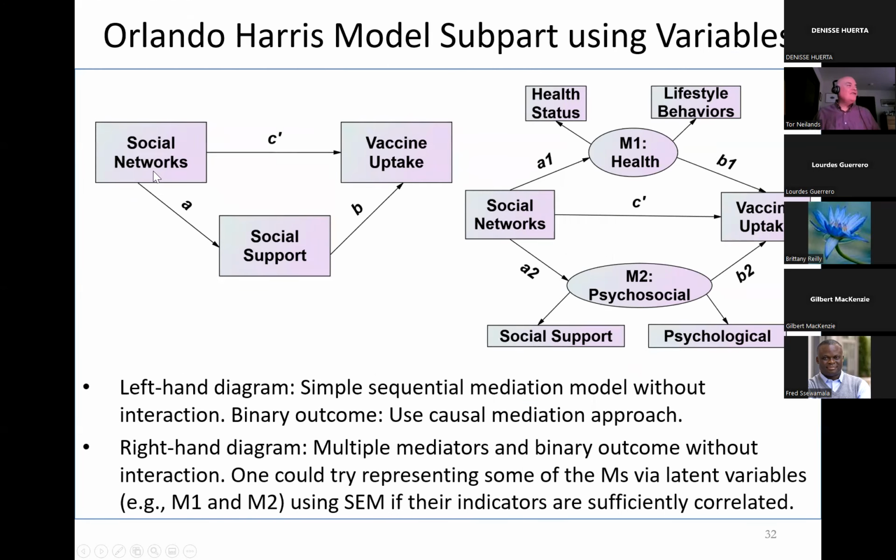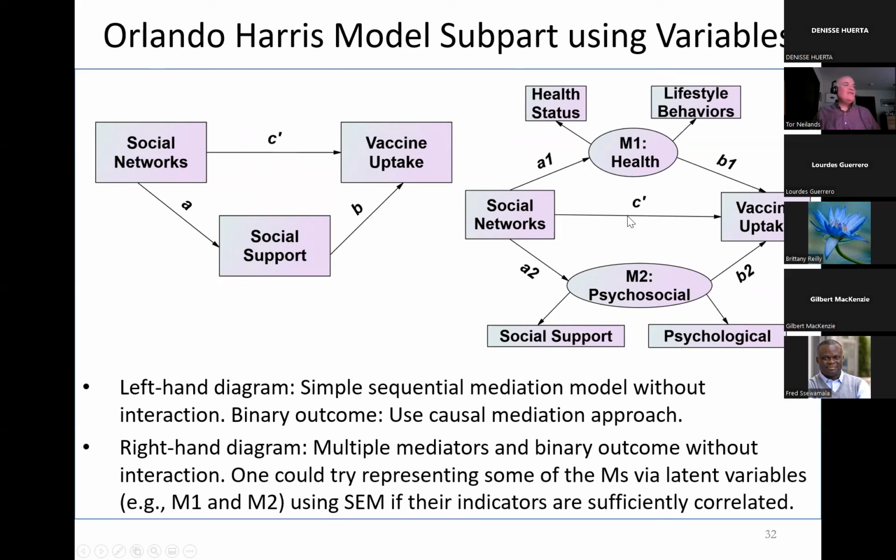And over here, we consider taking a few of the variables from the previous slide. Perhaps you might consider looking at an X, social networks. Does the number of social networks you have affect your level of social support, which in turn affects your vaccine uptake? That's a simple sequential mediation model.